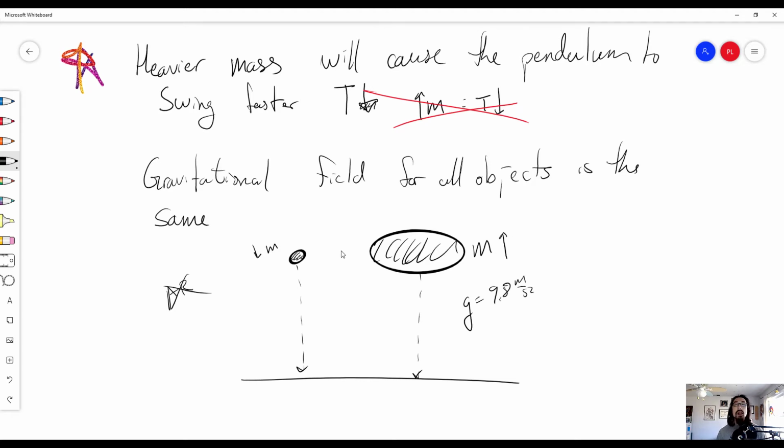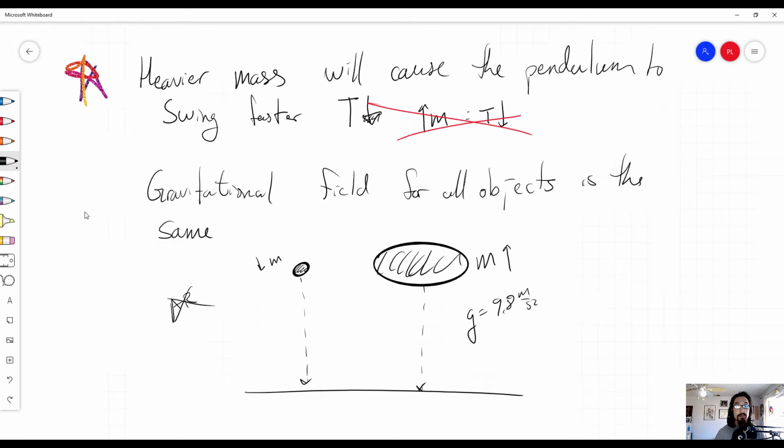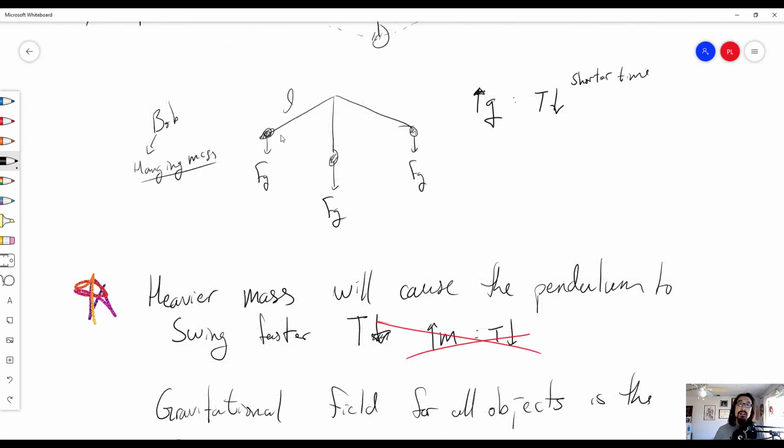It doesn't matter that one is more massive. And the same holds true for a pendulum, because it is the acceleration due to gravity that is pulling these objects. So it doesn't matter if one object is more massive than the other when it's in terms of a pendulum, because both will fall at the same rate.